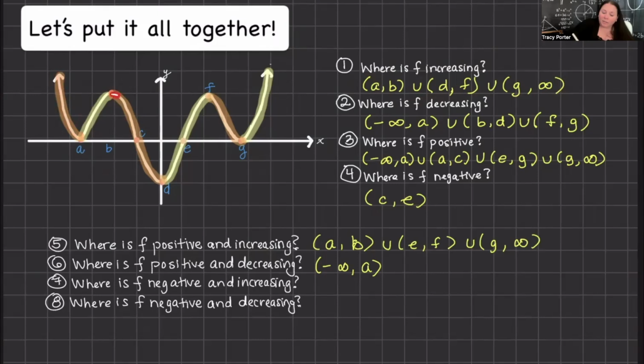And then it's positive and decreasing from here to here. So we'll say from B to C. And then positive and decreasing from F to G. All right, now negative and increasing is going to be from D to E. And negative and decreasing would be C to D, from C to D.